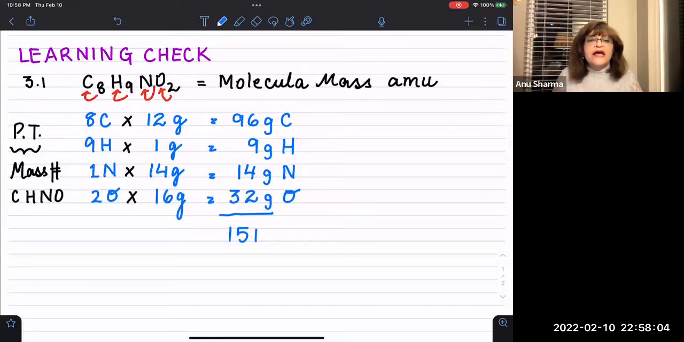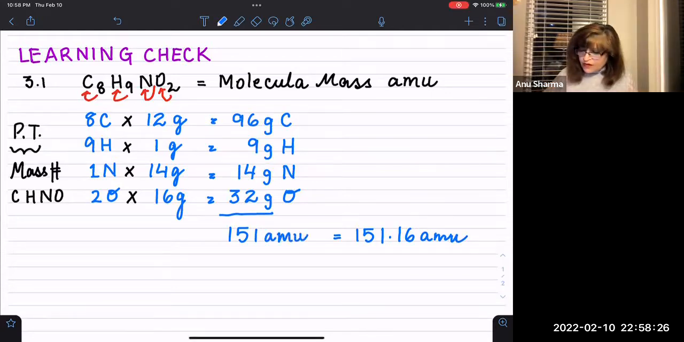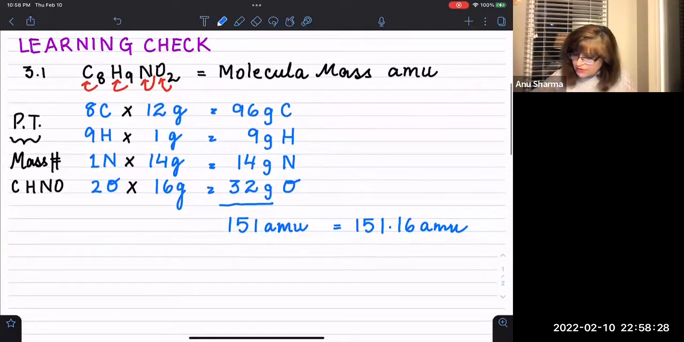Now, since I had not included the decimals, that's the only figure I get. But had I included the decimals, my answer would have been a little bit more exact. It would have been 151.16 atomic mass units. Either way, this is the way you calculate the molecular mass, or the molecular weight, of substances. All right. So that was 3.1.